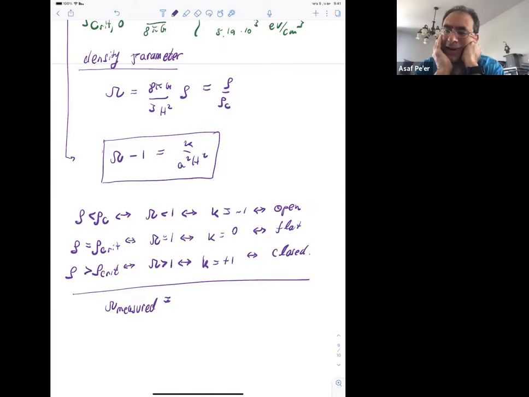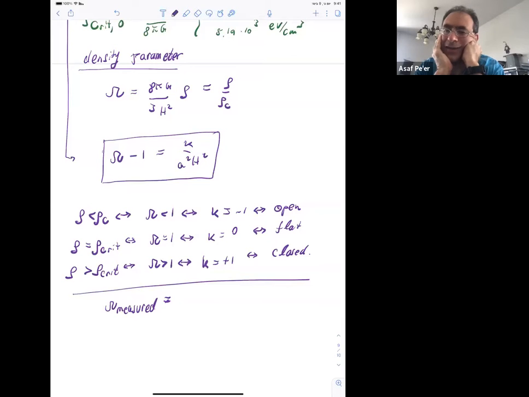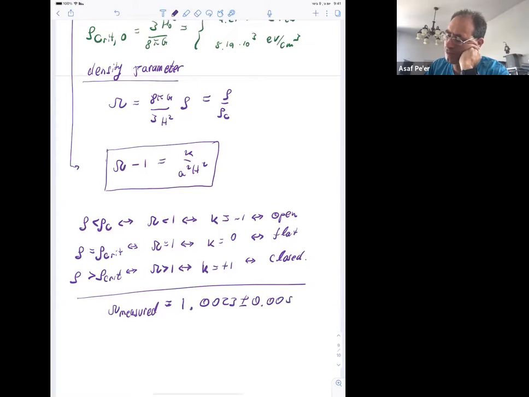1. Remember, a priori, there is nothing in the theory that tells us what the value should be. It can be anything. So here is the measured value: 1.0023 plus minus 0.0055. Pretty cool, isn't it?